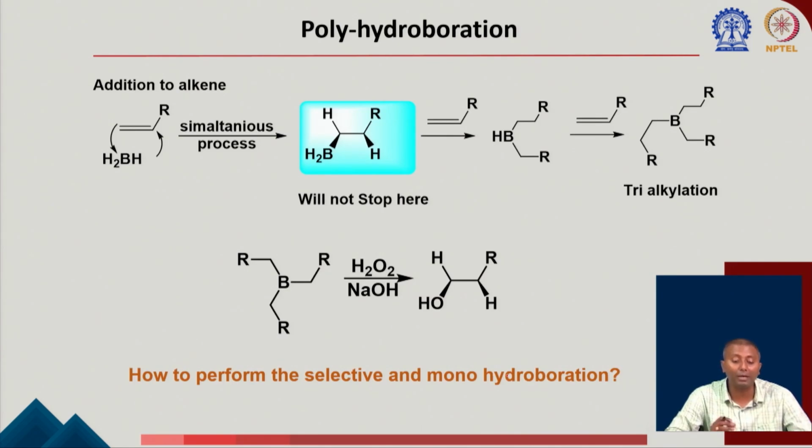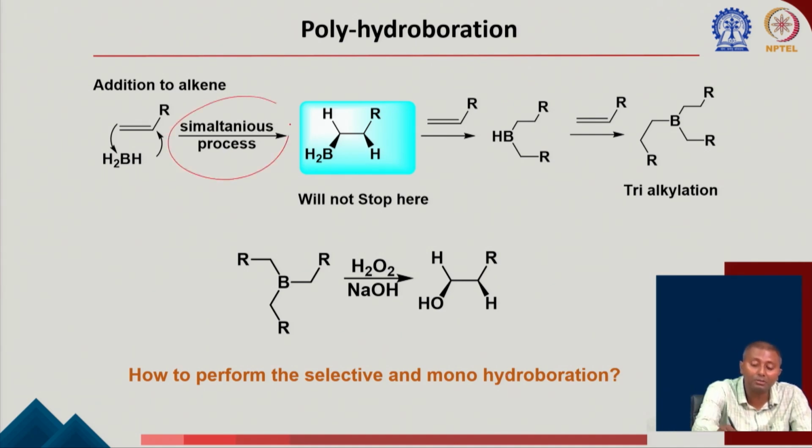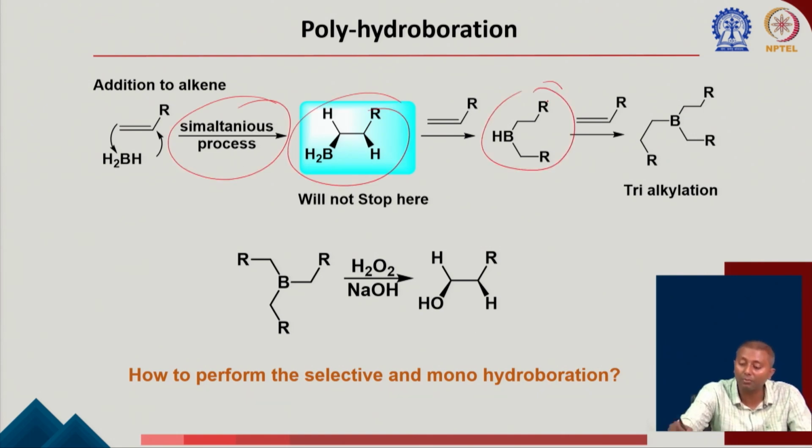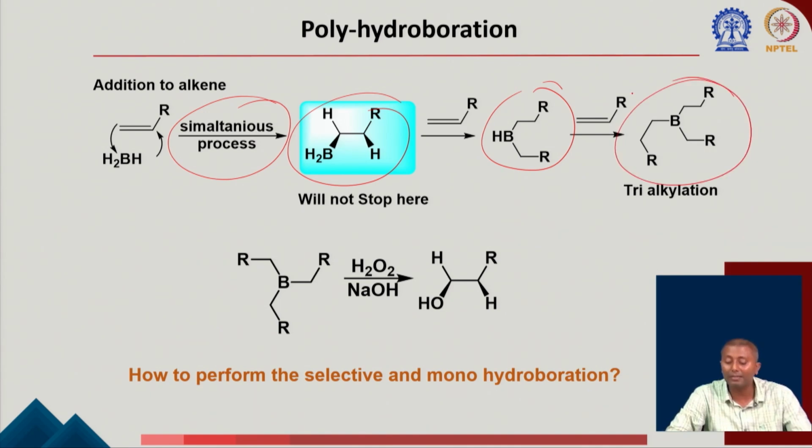So now we are going to talk about polyhydroboration. That means, as I am telling you again and again, after this concerted addition, it will not stop here. It will add with another one, it will go to the corresponding trialkyl boron. And then this trialkyl boron can be oxidized to the corresponding alcohol.